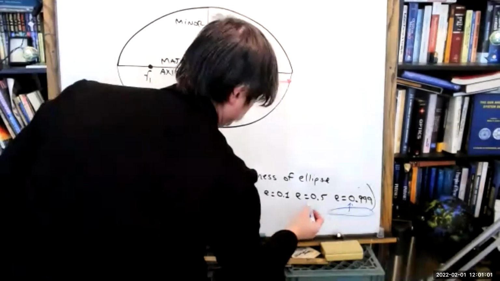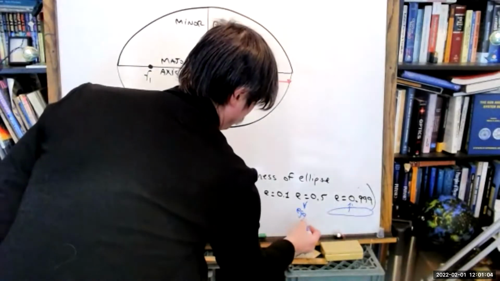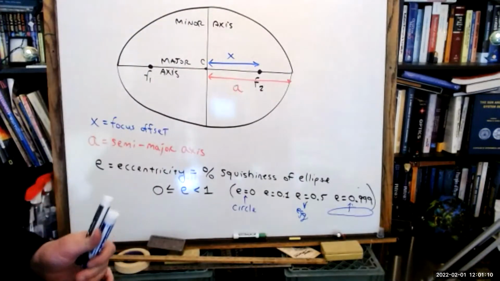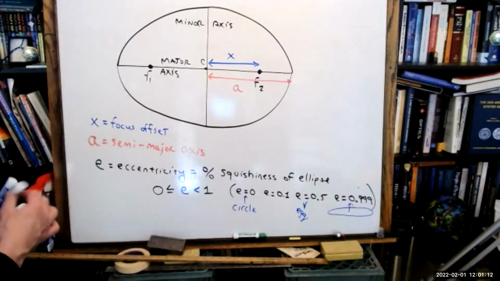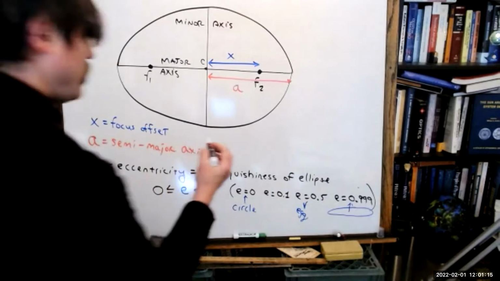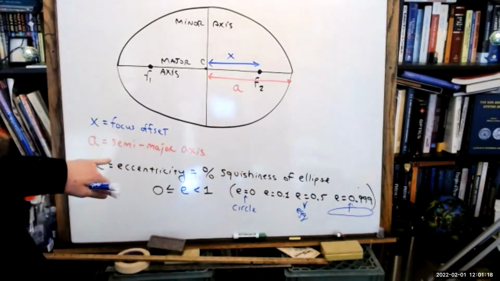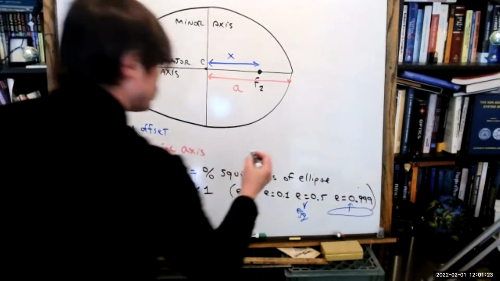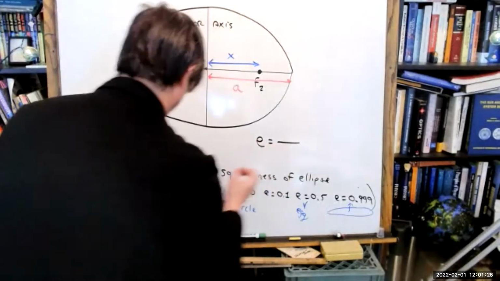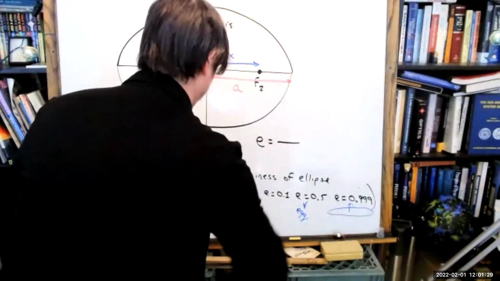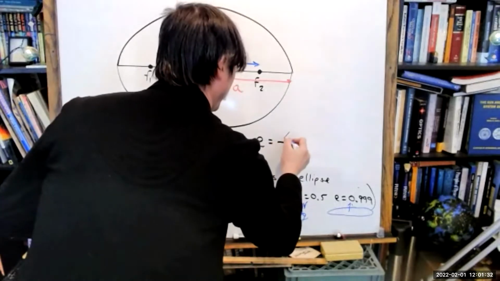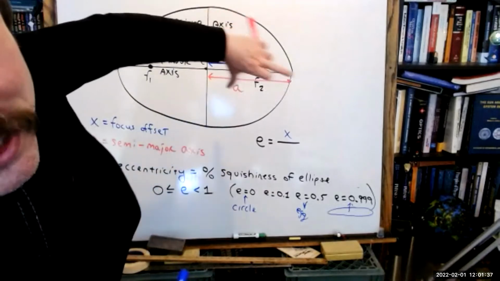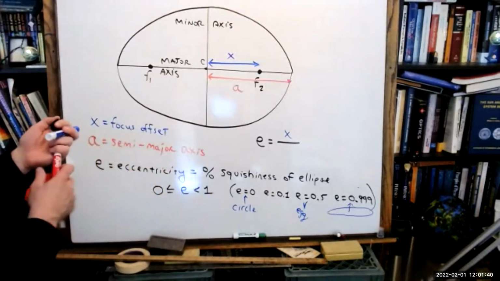Here's a good rule of thumb. An eccentricity of 0.5 kind of looks like an egg. I'll show you a picture of some varying eccentricities in just a moment. If you know your focus offset and your semimajor axis, you can calculate your eccentricity, as we will do in our labs today, by doing x divided by a. So the eccentricity is the ratio of what percentage x is to the semimajor axis.